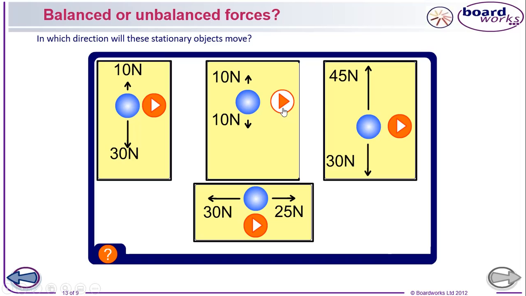In this case, the forces are balanced and equal, so no change in motion will happen and the ball will remain still. The third example, now you have two forces, but the bigger one is upward. And it exceeds the downward force by 15 newtons. How did I do that? I subtracted 30 from 45. So this ball is going to move upwards with a force of 15 newtons.